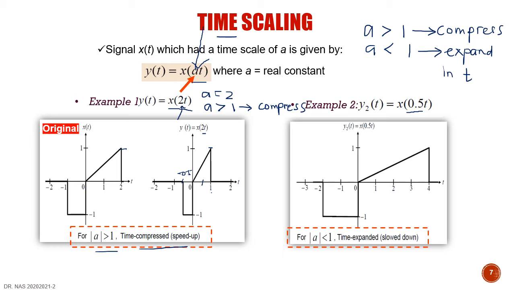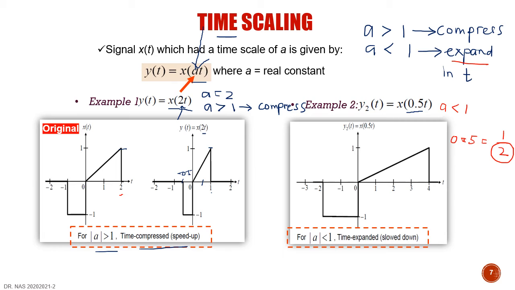So let's look at another example where A is less than 1. So we should expect that the signal will be expanded in t, but the amplitude remains the same. Referring to the same original signal, the maximum t is 2. Now by how much will the signal be expanded? 0.5 is equivalent to 1/2, so the signal will be expanded by 2 times in t.